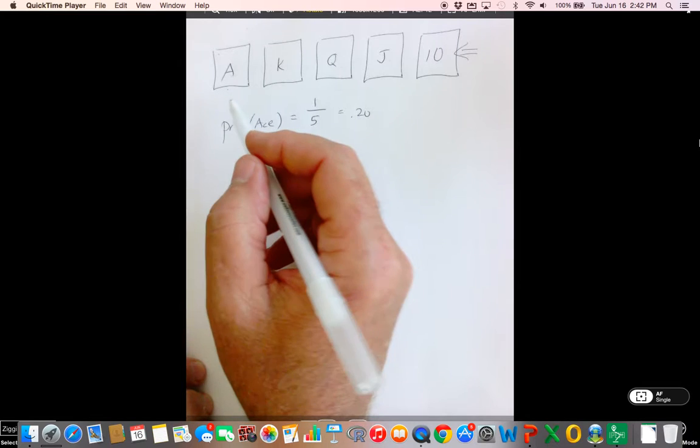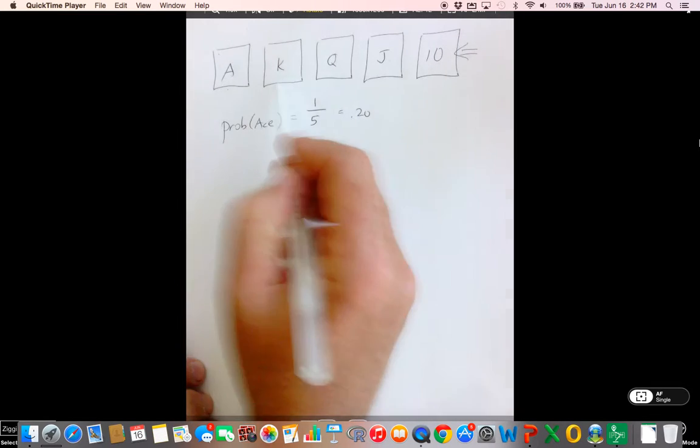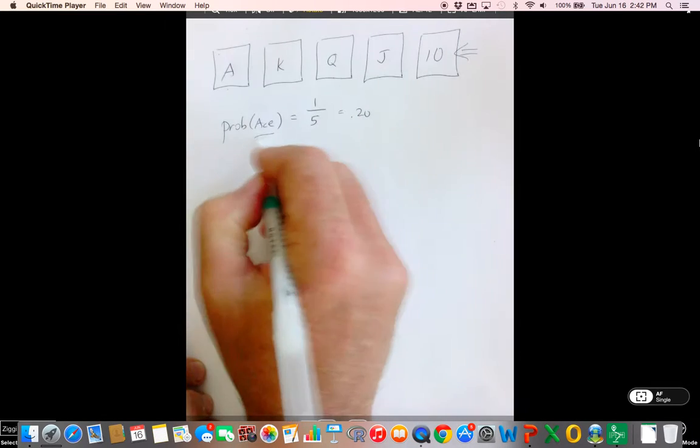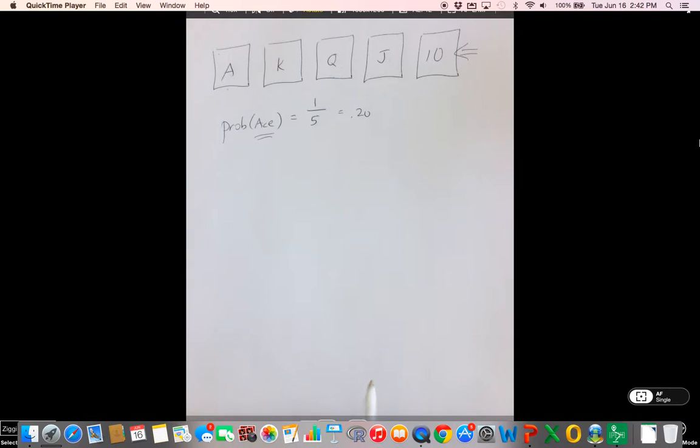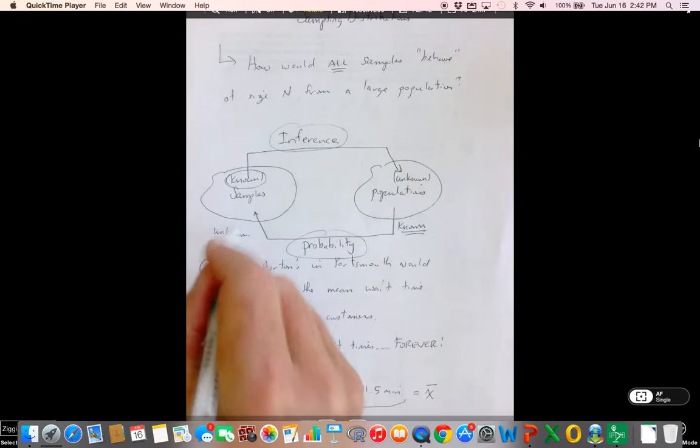Now guys, if this is truly at random, if these cards are face down, then the likelihood of me getting an ace is random. I don't know what I'm going to get. Therefore, my sample is unknown, but my population is known.